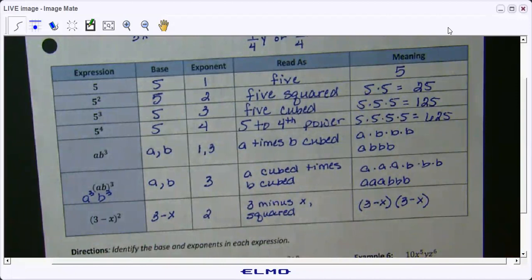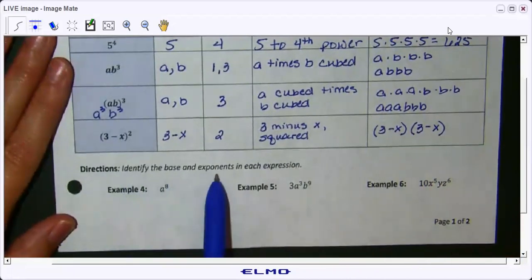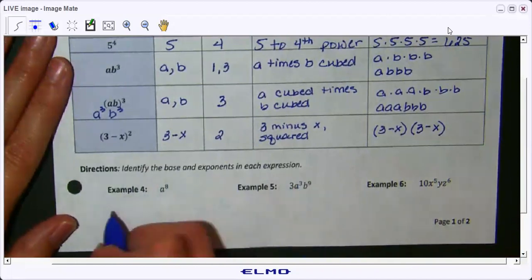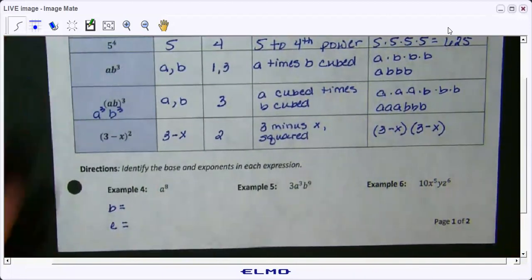Okay, you're going to do the bottom, and it says identify the base and the exponent in each expression. So what you're going to do is write a B and tell me what the base is, and write E and tell me what the exponent is. And if there's multiple ones, just separate them by commas, okay? So go ahead and do this on your own or with a partner.